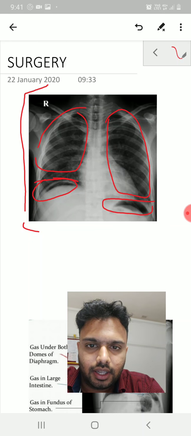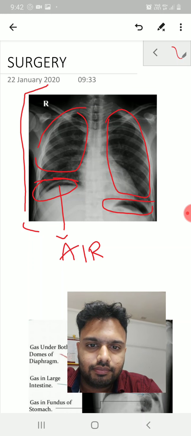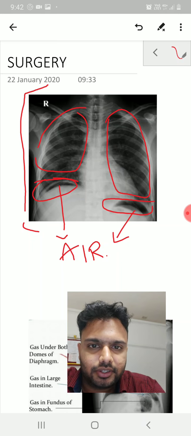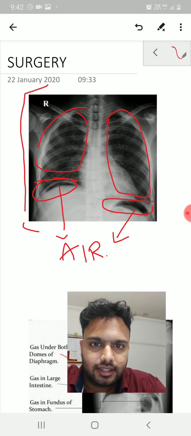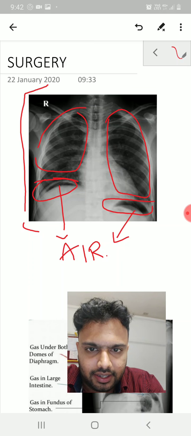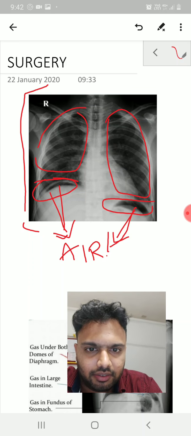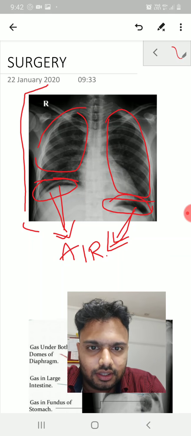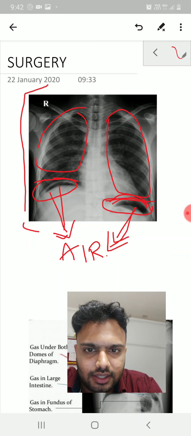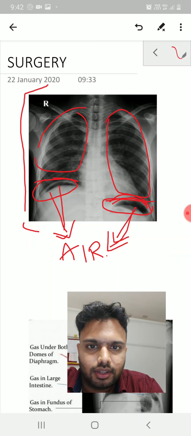So this visible area is nothing but air or gas. So there are two places you are able to see gas below the diaphragmatic area in this x-ray. You need to know this portion is air under diaphragm, and this is normal stomach fundus air. Okay, and the diaphragm is very intact, but here there is clearly air under diaphragm seen.